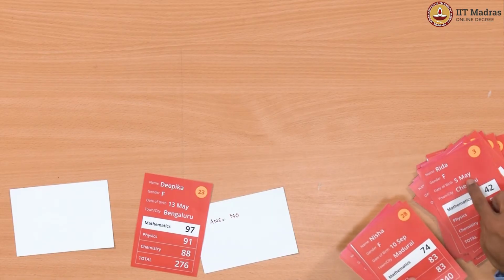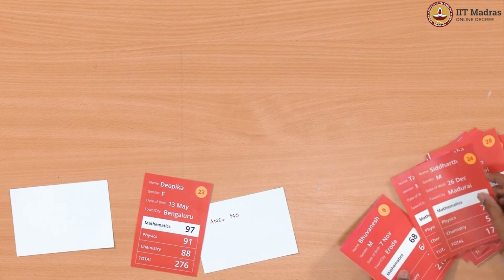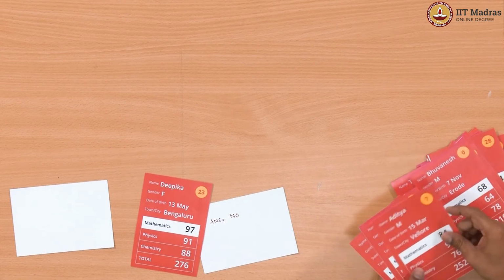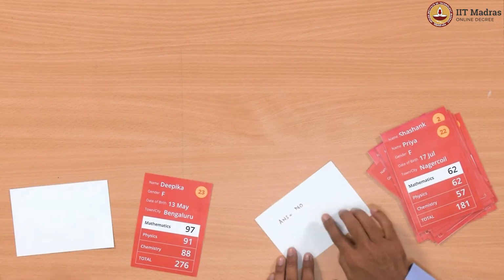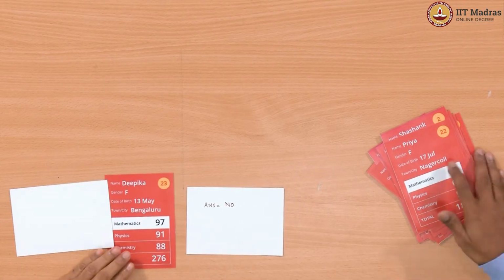For the date, see here, there is 5th of May. There is no 13th of May. 30th of December, like that I am checking. And there is no 13th of May. So I return the answer. This answer is no. Same answer. So I give you the same answer. Okay, and now you give me back the card. And I give you the cards back.